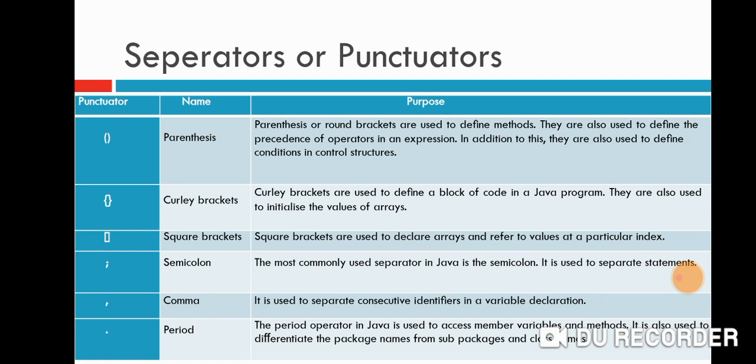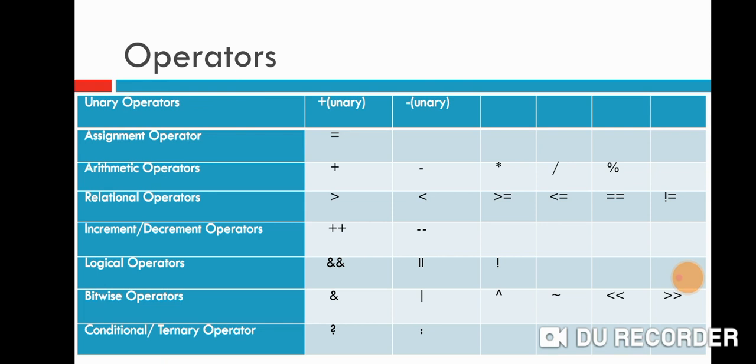So you know that the semicolon is the most commonly used separator in Java and it is used to separate statements. It is used to represent the end of a statement. Comma is used to separate consecutive identifiers in a variable declaration, especially when we are passing parameters. Let's see a few more examples, now operators.